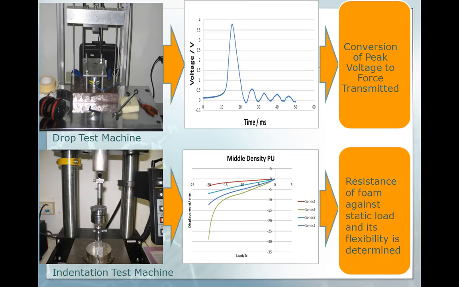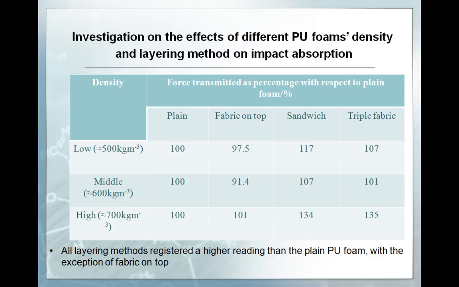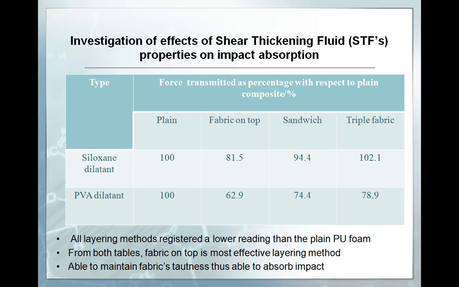Indentation tests were also carried out on the different laminate composites. The peak values for the other three layering methods are converted to a percentage of the peak value of the PU foam for PU foams. Comparing all three columns with the first column, only the second column, which has the fabric on top layering method, shows that this method is the best in absorbing impact. Similarly, looking at this table, the results obtained from STF are also consistent with the fabric on top layering method being the most effective layering method.